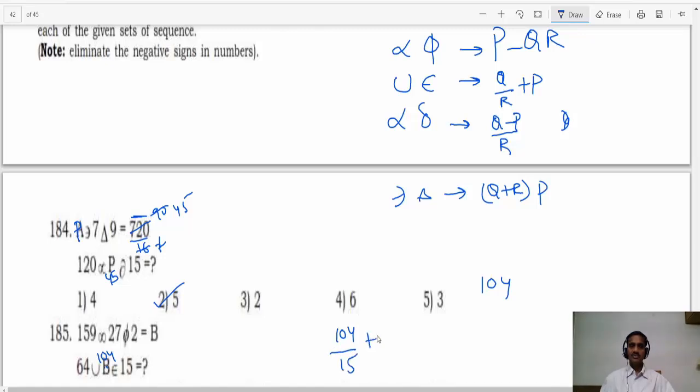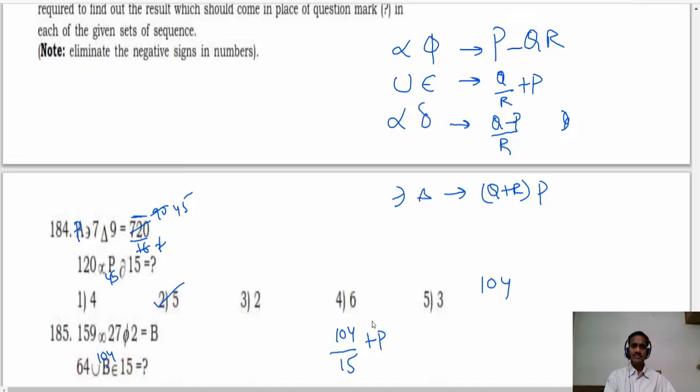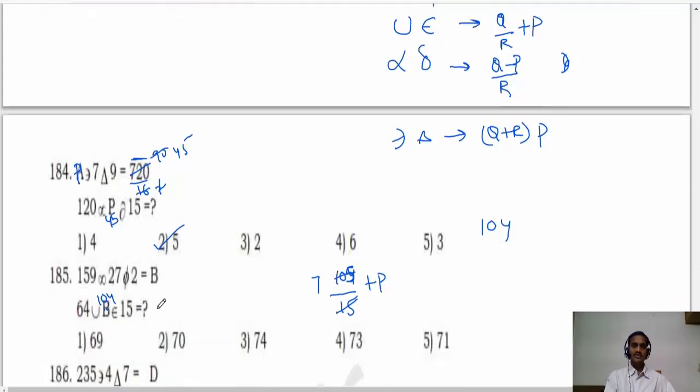Now that is added to P. Then what is the value we have? Q divided by R. 159, 27 into 2 is how much? 54. And 159 minus 54, 159 minus 54 enta? 105. 105 divided by 15 enta vasthundi? 7. Isn't it? Now 7. Now here 7, 64 plus 7 enta cheppandi? 64 plus 7, 71. 71, that is choice.